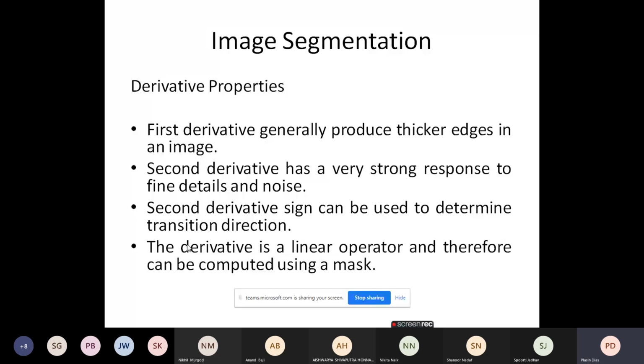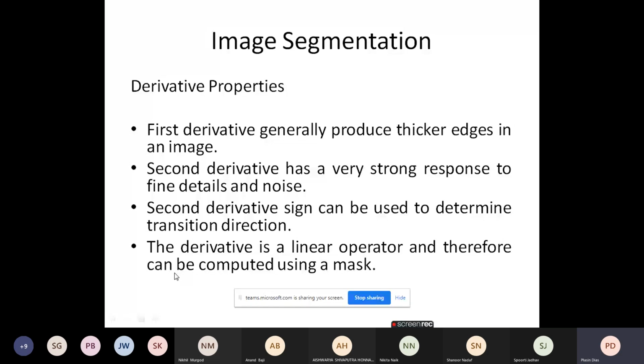When we consider the first derivative, normally it may produce thicker edges in an image. And for the second derivative, we may have a strong response to fine details and noise. That is the advantage of evaluating the second derivative. Normally in the second derivative you will have a sign change, and that can be used to determine the transition direction in an image. Now, what is this derivative, isn't it?